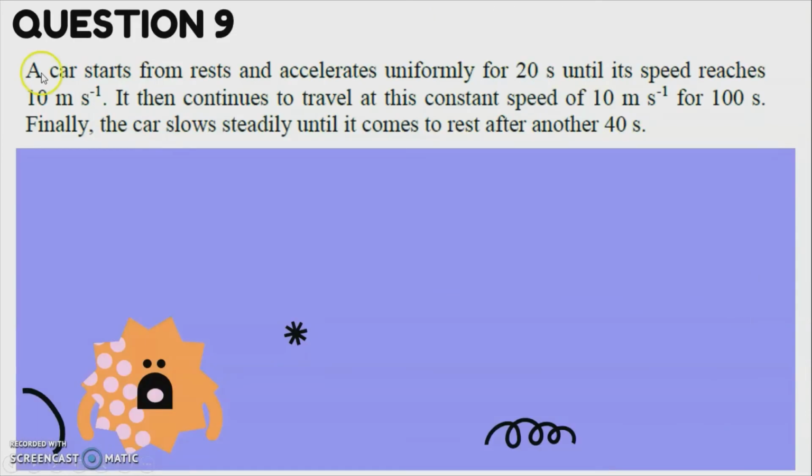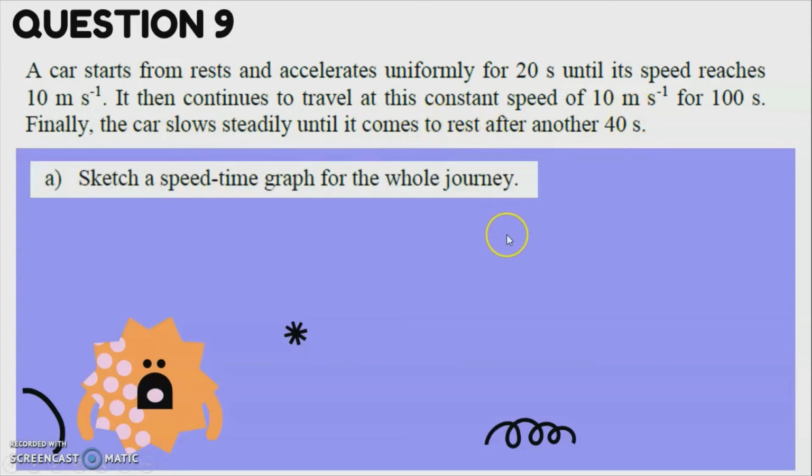Okay, question 9. A car start from rest and then they accelerate uniform. Okay, so acceleration dia uniform selama 20 second. Velocity dia 0. Lepas tu dia bergerak selama 20 second dengan uniform acceleration sampailah dia 10 meter per second velocity dia. Lepas tu dia move at constant speed selama 100 second. Lepas tu apa yang berlaku, car tu velocity dia slow kan, so velocity dia menurun sampai dia berhenti. Benda ni berlaku selama 40 second. So dia suruh sketch speed time graph, okay, ataupun velocity time graph.